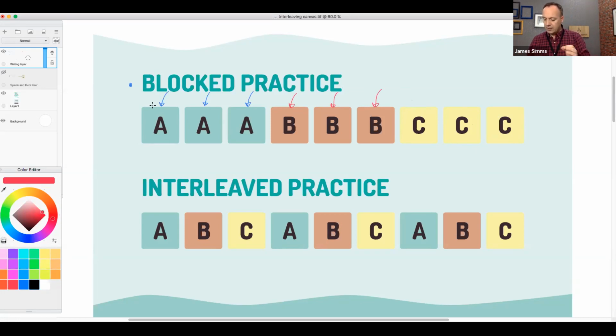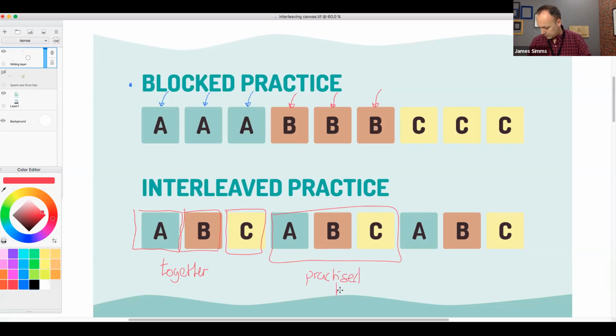Now, what interleaving is suggesting is that we take A, we take B, and we take C, different topics, different ideas, different concepts, and we learn them together. So they're learned together. And perhaps here, they are practiced together.